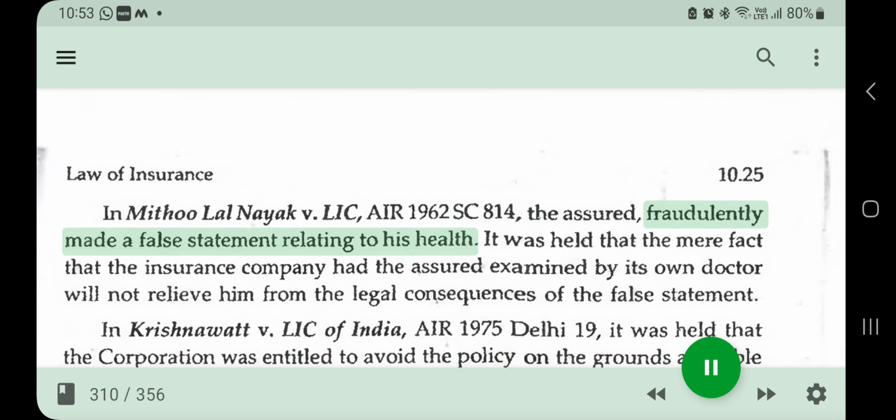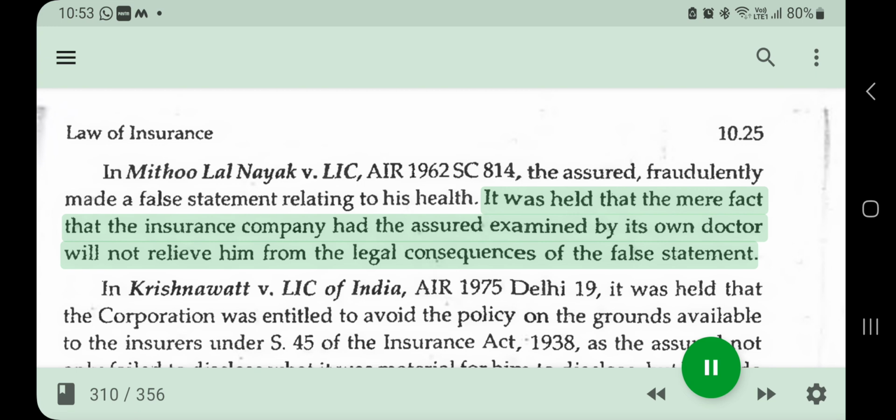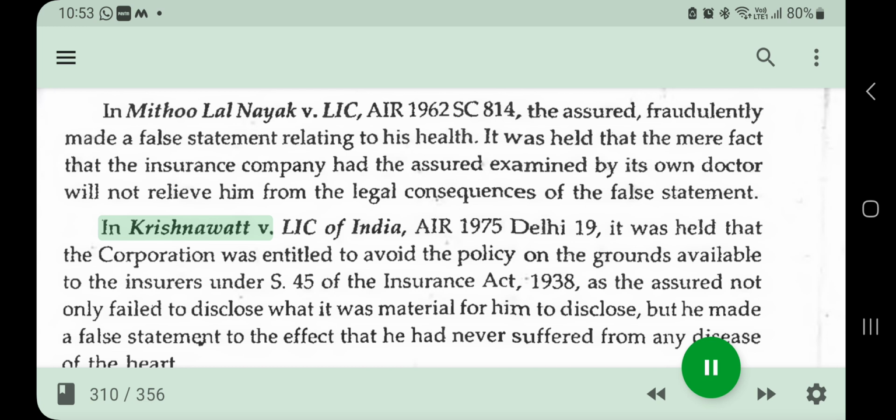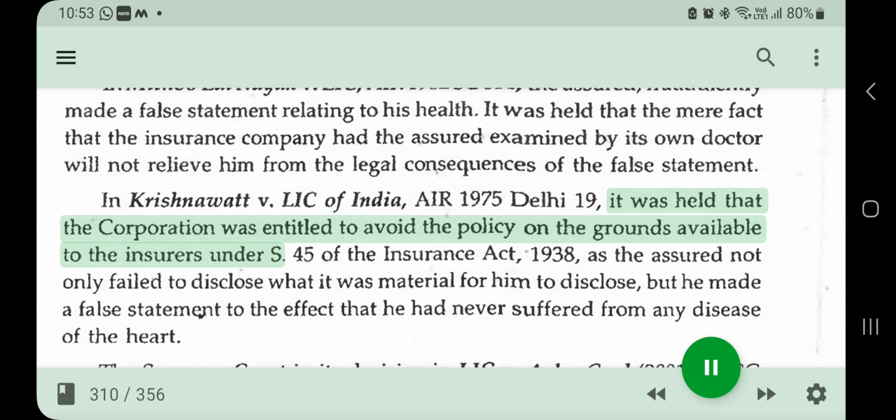AIR 1962 SC 814, the assured fraudulently made a false statement relating to his health. It was held that the mere fact that the insurance company had the assured examined by its own doctor will not relieve him from the legal consequences of the false statement. In Krishnawat vs. LIC of India, AIR 1975 Delhi 19, it was held that the corporation was entitled to avoid the policy on the grounds available to the insurers under S.